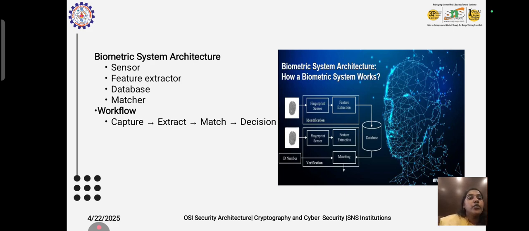Here it mainly consists of two things: identification and verification. In identification, first your fingerprint sensor captures the print and then feature extraction takes place, whereas in verification the fingerprint sensor and the same feature extraction take place. Finally, matching takes place against the database, and then it is matched with your fingerprint to check whether it is yours or not. All this takes place in the biometric system architecture.